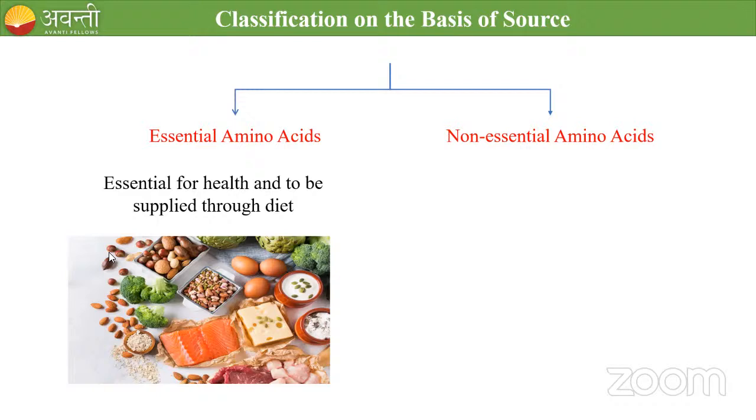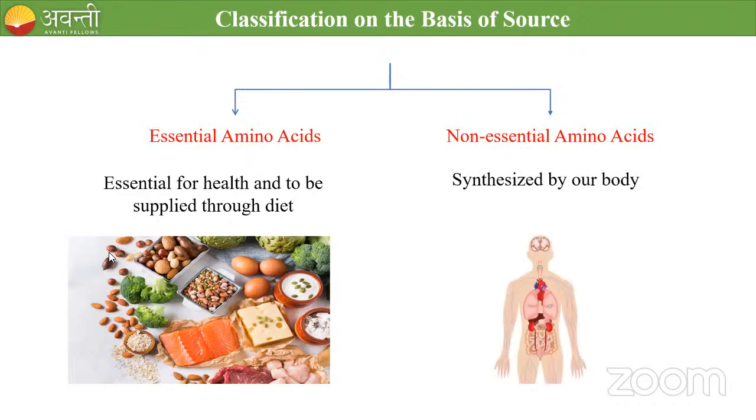And non-essential amino acids mean your body itself can synthesize them. Non-essential amino acids are the compounds which can be synthesized by our body. Not essential means you don't have to take those amino acids from outside. Our body itself is capable of synthesizing those amino acids. So those are called non-essential amino acids. Clear? Now let us see the essential amino acid types and non-essential amino acid types.